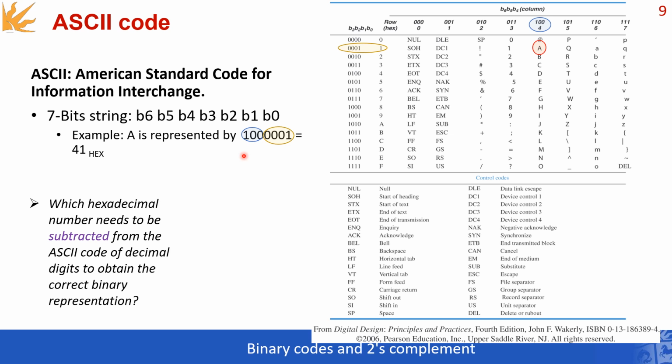Okay, now here comes a nice question. What is the number that you would subtract from the ASCII code of a decimal digit in order to obtain its correct binary representation? In other words, if you turn to the binary codes according to the ASCII coding system of any of these digits, which number would you subtract in order to get the actual number represented by the digit? I suggest that you hit the pause button and think for a moment.